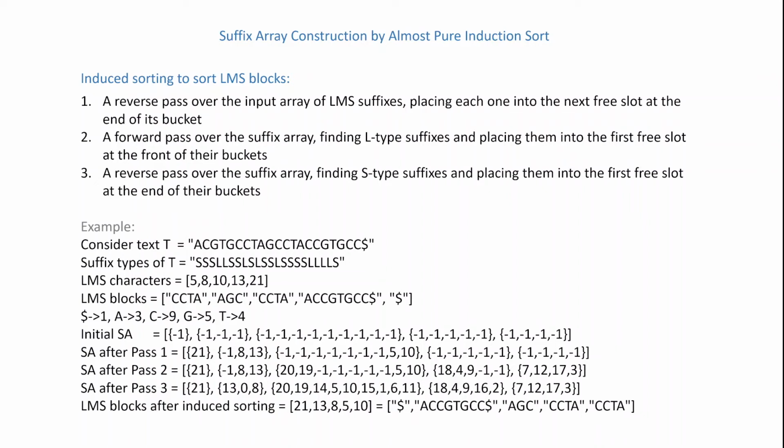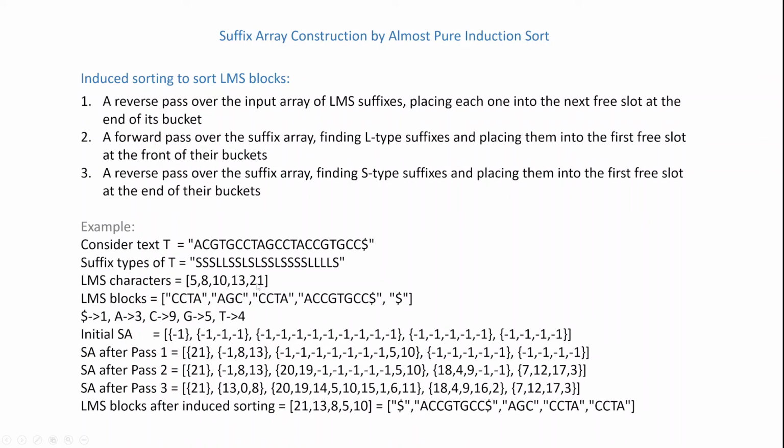So how do we sort LMS blocks? It's a three-step process. In the first step, we do a reverse pass over the input array of LMS suffixes, placing each one into the next free slot at the end of its bucket. Suppose this is our string AC, GTC, and so on, and the LMS characters are 5, 8, 10, 13, 21. Now we have to sort these LMS suffixes. To do that, we take an initial suffix array filled with -1, and then we go from right to left over these LMS suffixes.